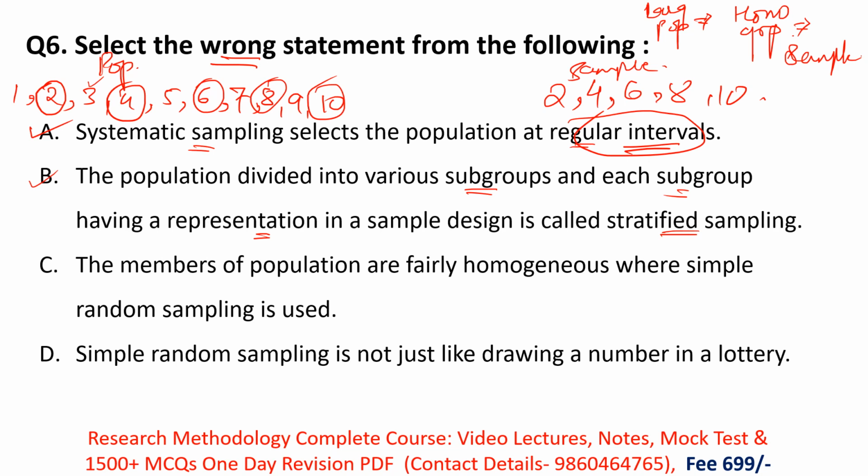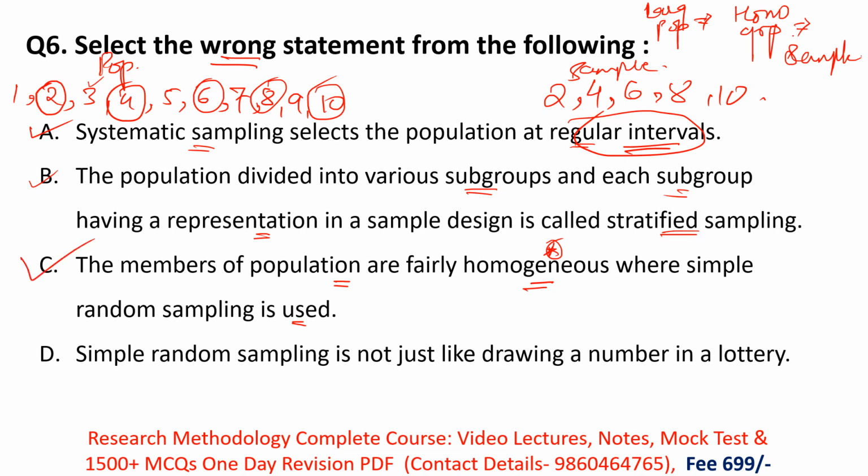Then option C here is the members of population are fairly homogeneous where simple random sampling is used. Yes, whenever a researcher uses simple random sampling, or uses random samples from the population, at that time the population should be homogeneous. This is a very important sentence. So here option C is also correct.